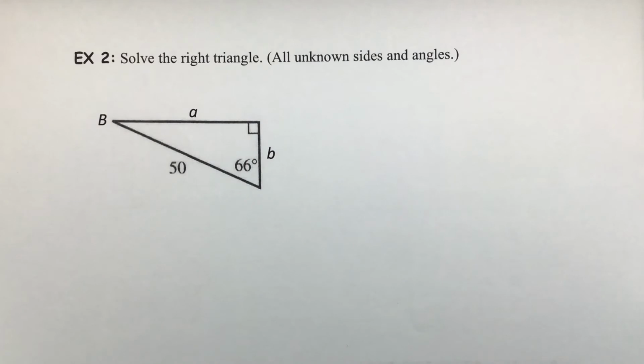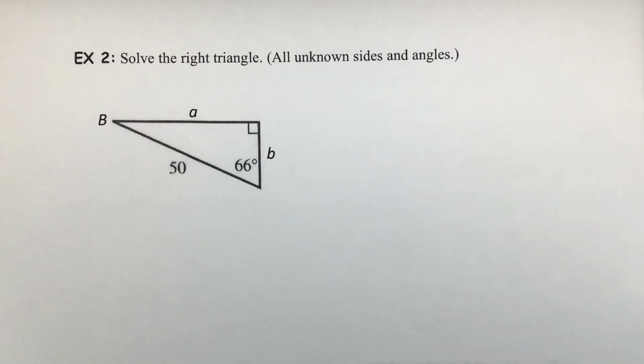In example number 2, we're going to take the information that we just figured out and apply it to solving a problem, to actually figuring out things that we don't know. Okay, so we're not just going to be evaluating things and seeing that the definitions work, but we're going to be using those definitions to find things that we otherwise would not be able to. The instructions say that we're going to be solving the right triangle. Now, what that means is that you have to figure out everything that you don't know.